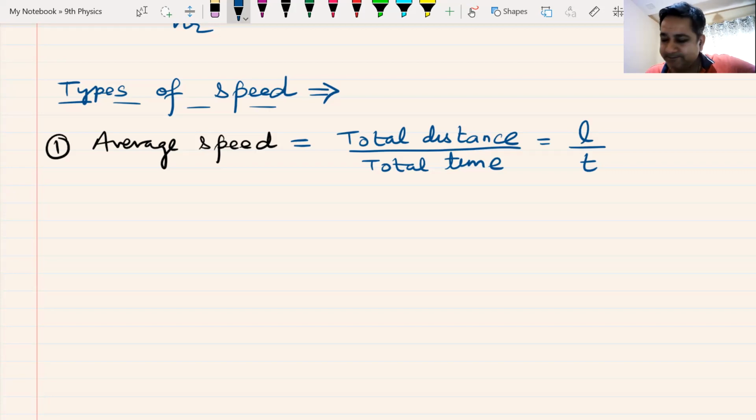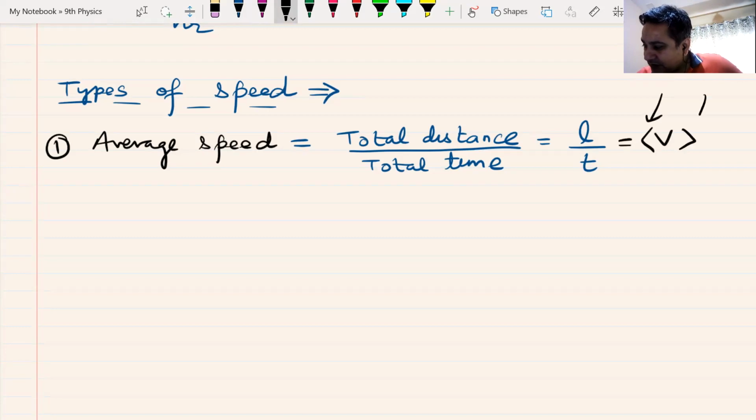Do we understand this? Total distance divided by total time, and I will denote it by this symbol. This symbol, the bar, means average, and V means speed. So you will say, sir, why V for speed? Why not S for speed? Let's use V for speed. Do you understand this? Total distance divided by total time, Kaushiki, Ayush, Vedansh. Yes, sir. That is average speed.